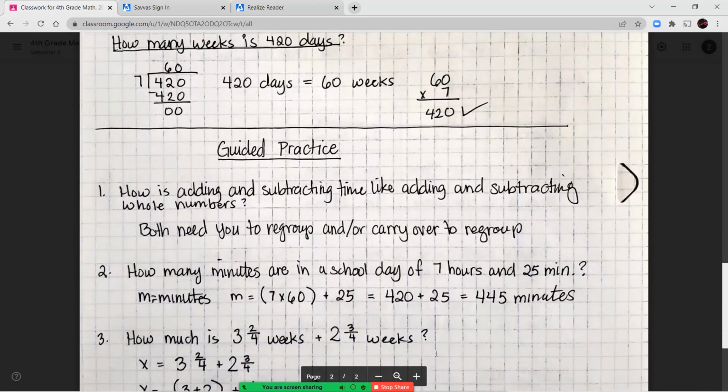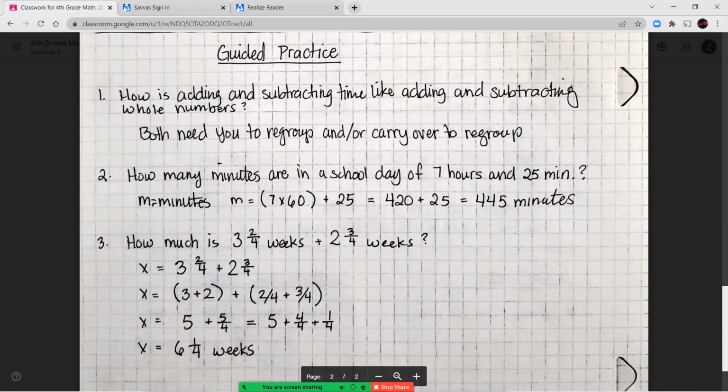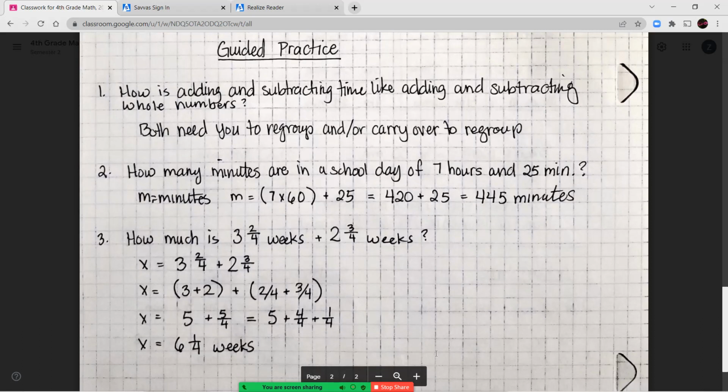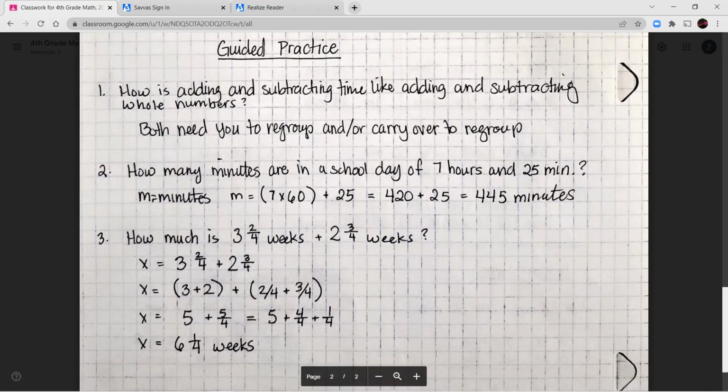Let's take a look at our guided practice. Number 1 says, how is adding and subtracting time like adding and subtracting whole numbers? Well, in both situations, you need to regroup or carry over. So sometimes you need to borrow, sometimes you need to regroup into a larger place value or larger number group that you're using, whether it's tens to hundreds or minutes to hours. You're going to need to do that regrouping and that carrying over and that borrowing.